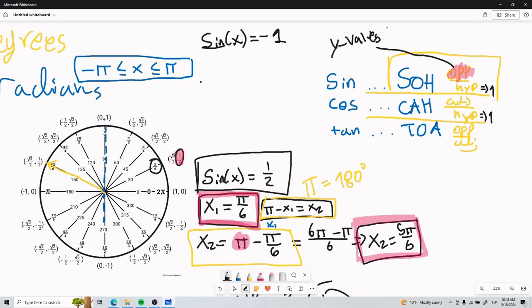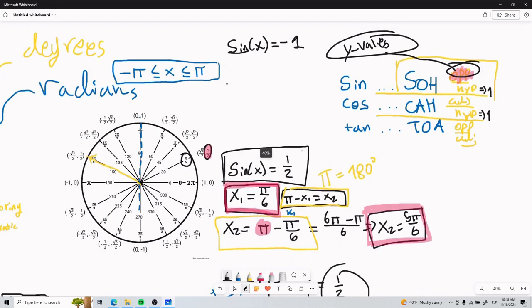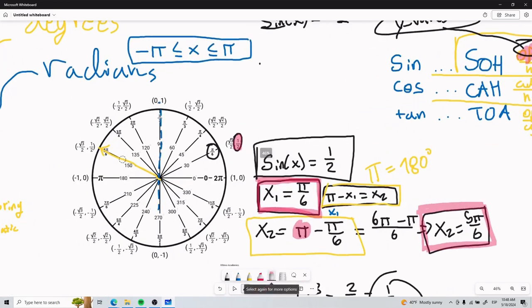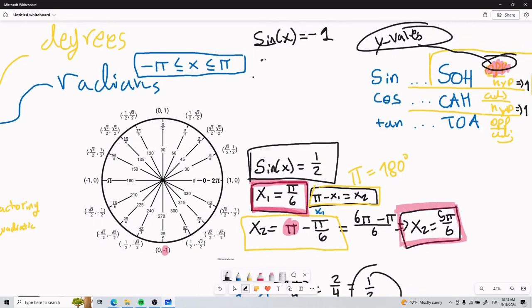Sine is for y values because it's the opposite over hypotenuse, and the hypotenuse equals 1. So where do I have a y value of -1? I only see 1. So it's right here. There's your y value of -1. There is no other. And so this one's a little bit more friendly. Basically, the x1 you got for this one was 3 pi over 2.